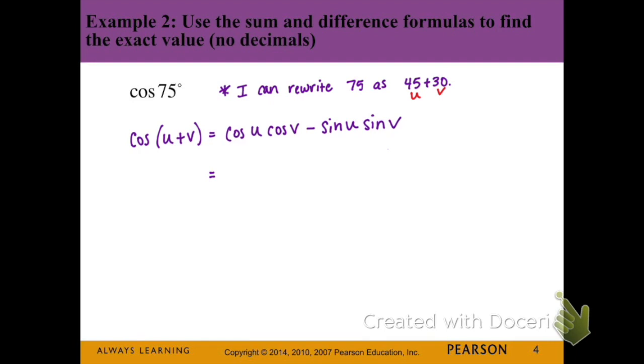Now, since we're adding 45 and 30, I could have switched them. I could have had 30 plus 45. It doesn't matter. It matters, though, if we have a subtraction problem going on. So let's plug in 45 and 30 for all of our u's and v's.